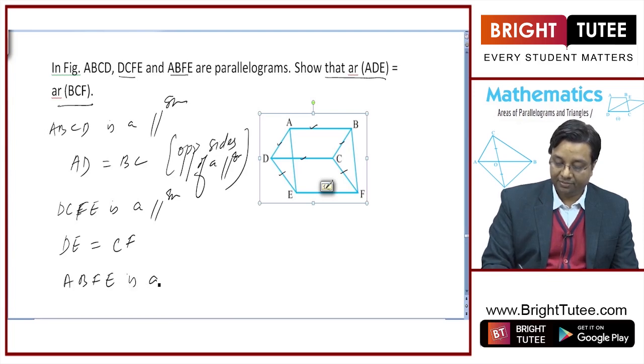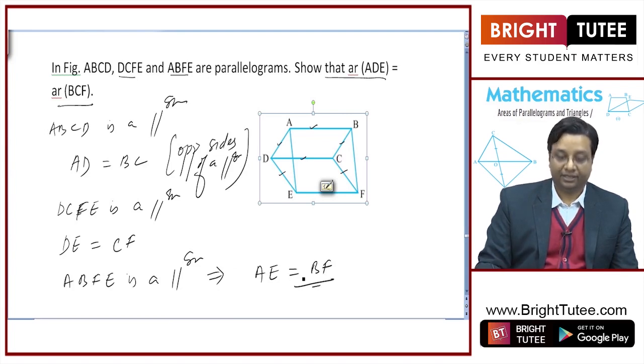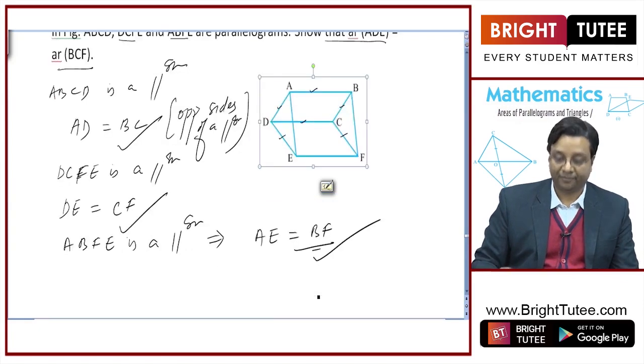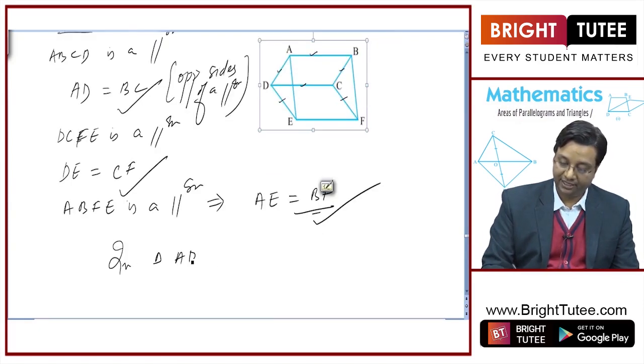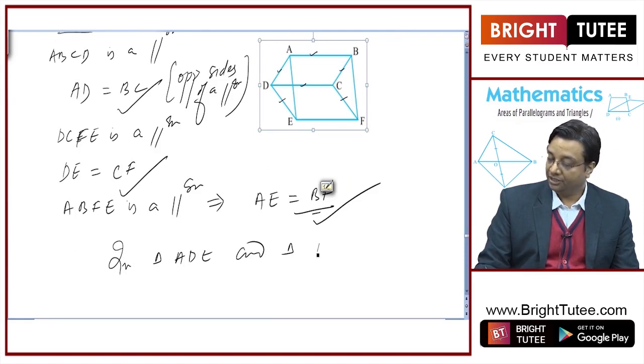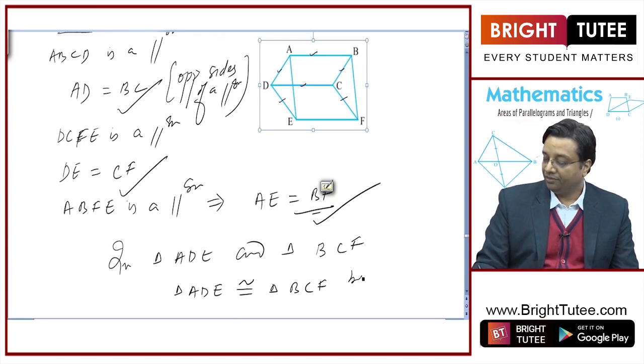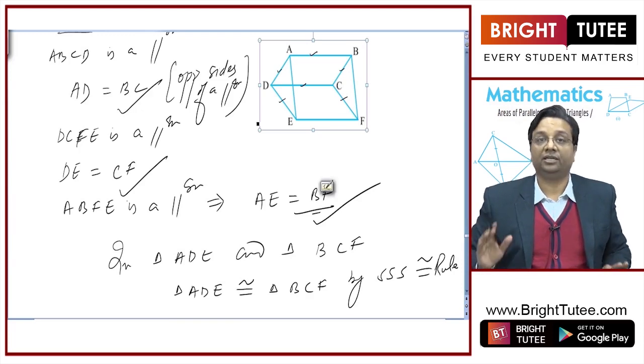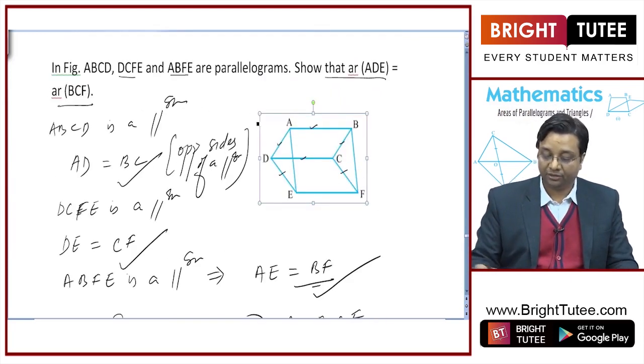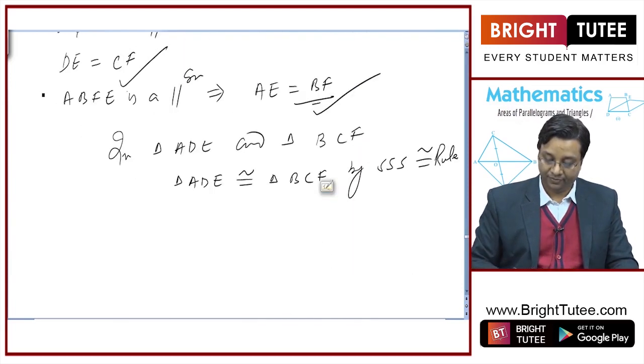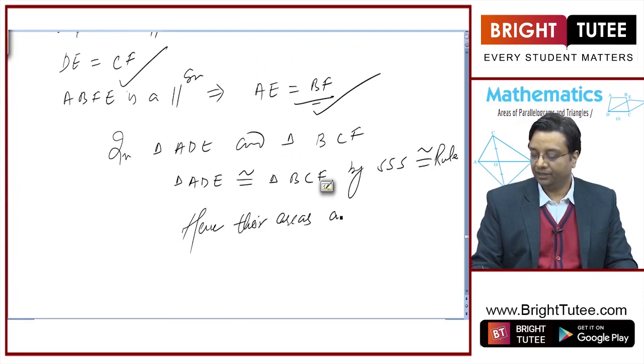ABFE is a parallelogram, hence I can say AE is equal to BF. Now, given these three equalities, can I say in triangle ADE and triangle BCF, all three sides are equal, hence triangle ADE is congruent to triangle BCF by the side-side-side congruency rule, right? I have shown you that in these two triangles, all three sides are equal. So these two triangles are congruent, hence their areas are equal.